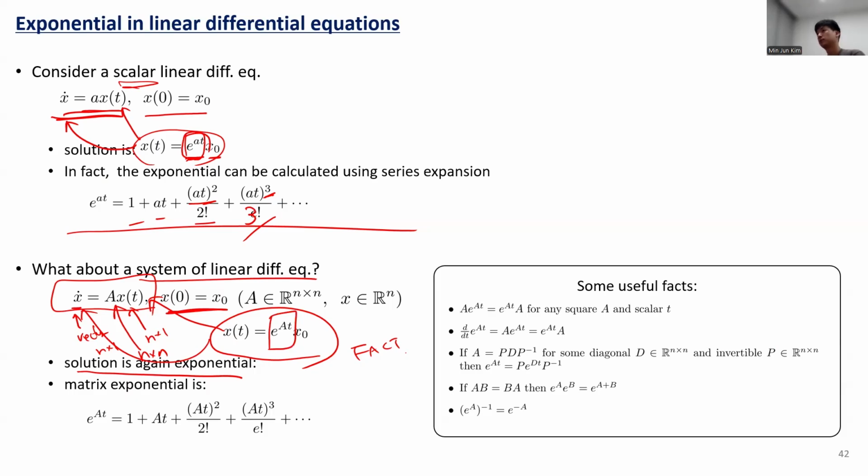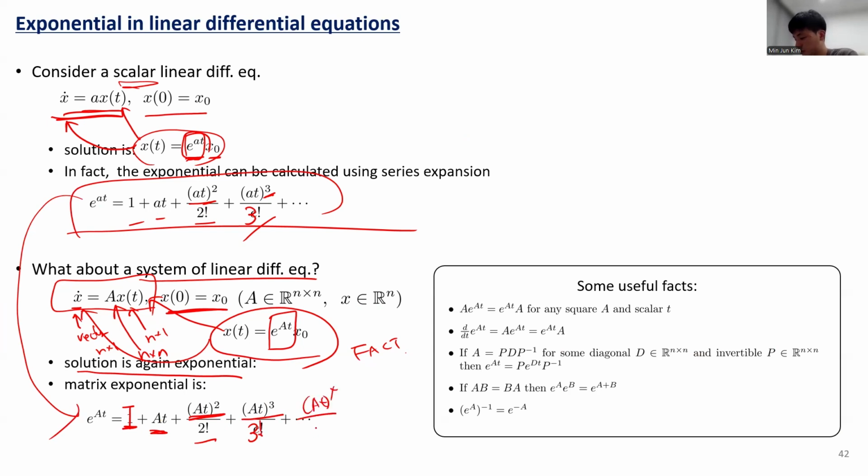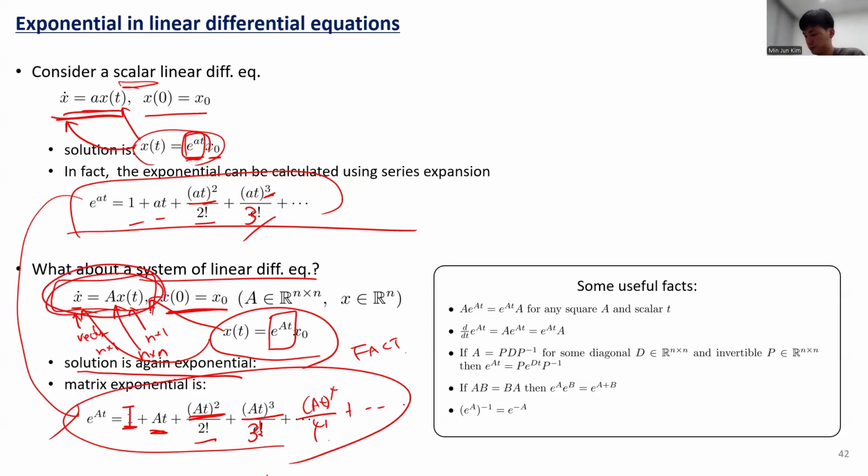Maybe it's the first time using this matrix exponential, but the definition is the same. So it can just be extended. One is just the identity matrix plus A times t, plus A squared t squared divided by 2 factorial, A cubed t cubed divided by 3 factorial, 4 factorial and so on. Okay, that's the matrix exponential. All right, so if you see this equation, the solution is the matrix exponential.